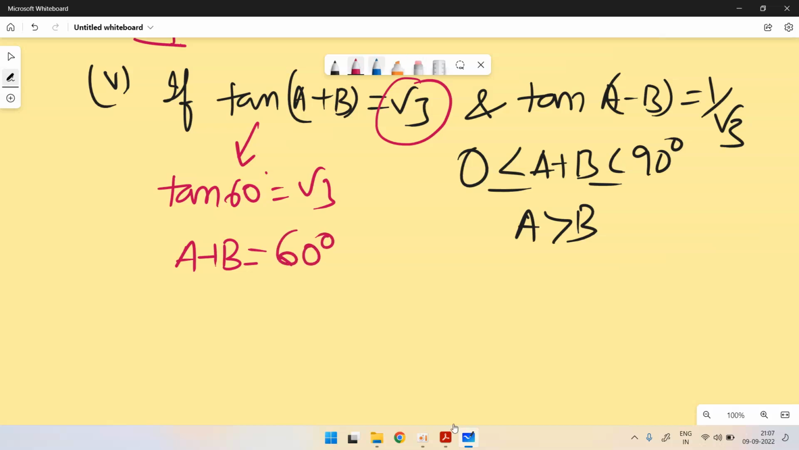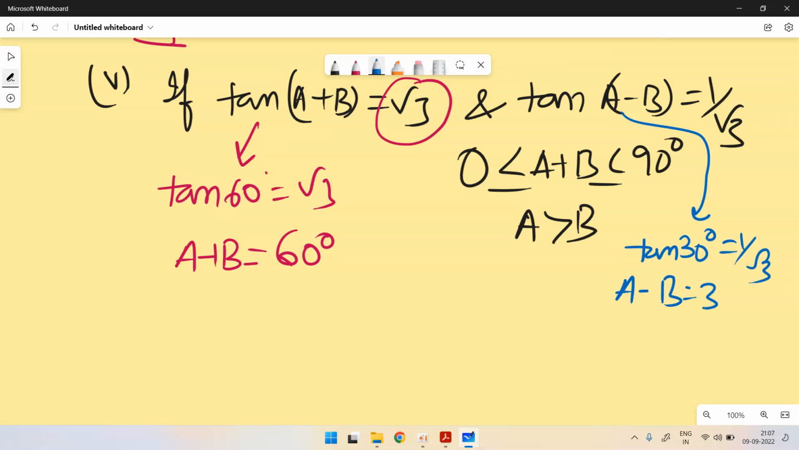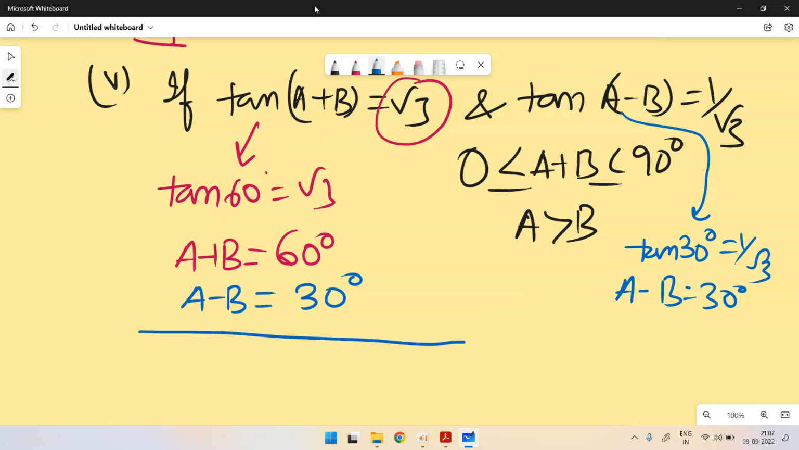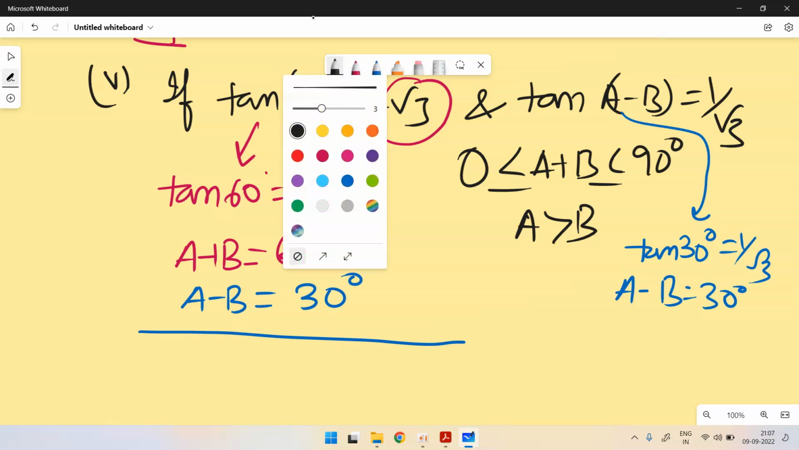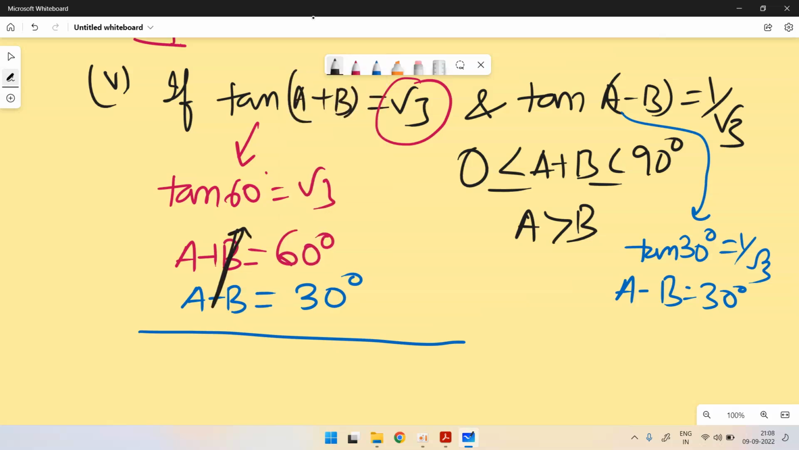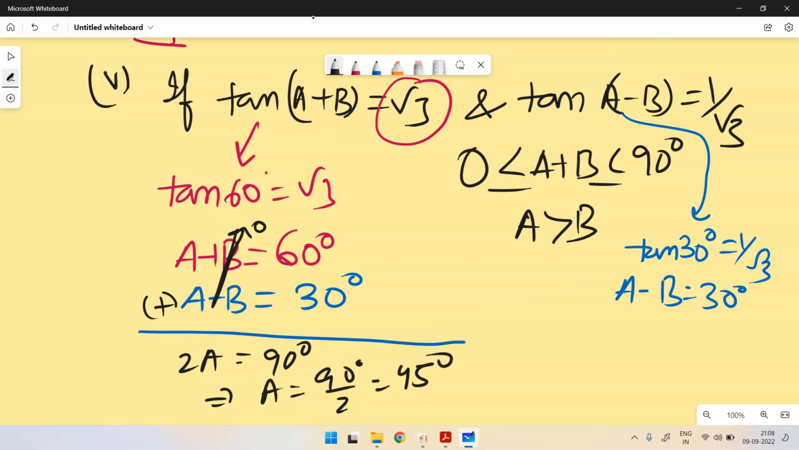This is equation 1. Now what is your equation 2? From here you said that you know that tan of 30 degree is 1 by root 3, so you know that a minus b is 30 degree. So if you write this here, you see that plus b minus b becomes 0, and if I'm adding this to equation 1, this gives 2a equal to 90 degree, which implies that a is equal to 90 degree by 2, which is nothing but 45 degree.